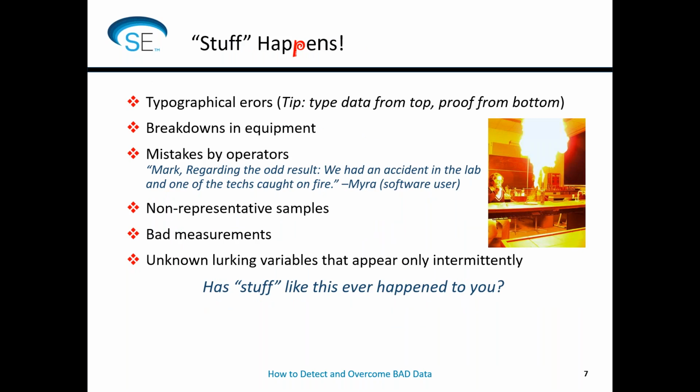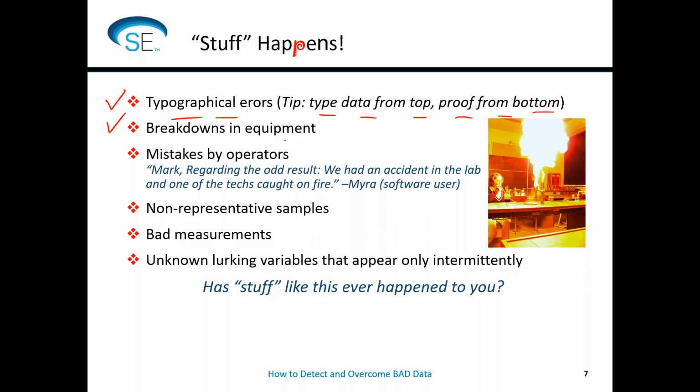Stuff happens all the time. One of the first and foremost issues that create outliers are simply typographical errors. So I always suggest that you type the data from the top and proof it from the bottom. I've gotten in bad trouble a few times by not being careful to check my entry. So that would be the first thing to check.